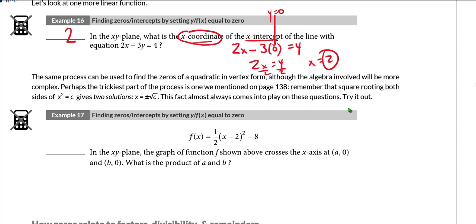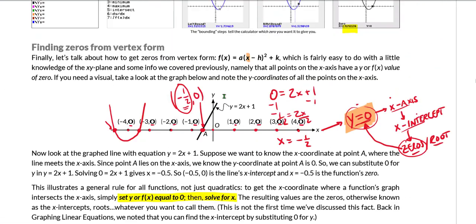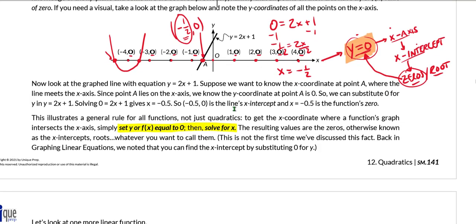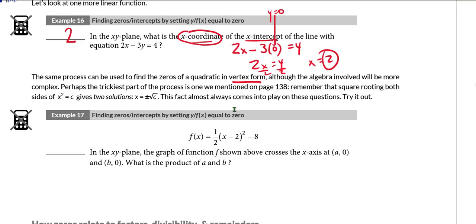Now, when it comes to quadratics in vertex form, and vertex form is reiterated at the bottom of the previous page where we just were. This is vertex form. All we do, if we want to find the 0 in vertex form or from vertex form, we simply set f of x or y equal to 0.